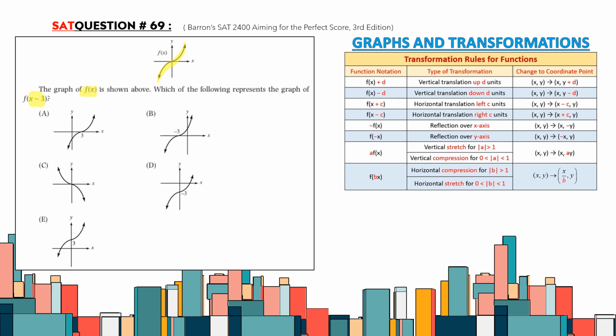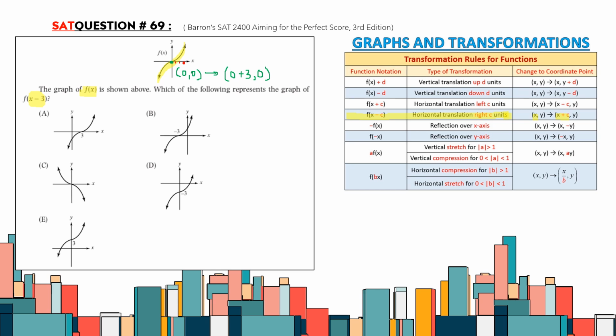So the transformation happens inside of the function, which is this one, a horizontal translation right c units. From x we add c, y stays the same. For example, we can find the origin right here is (0, 0). Now the translation makes it (3, 0). So it will shift the graph 3 units to the right.